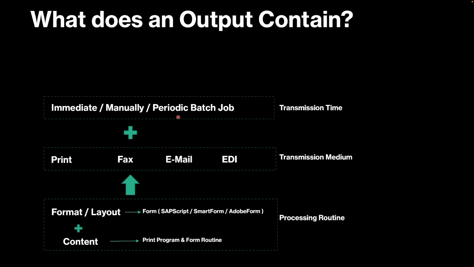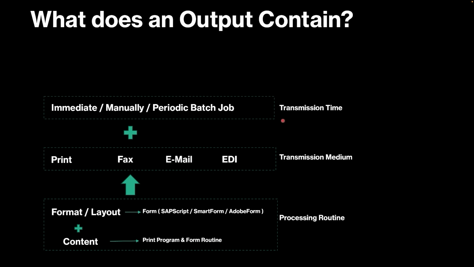Then the third option is you can schedule periodic batch jobs and the system will send these outputs to the vendor periodically. So this transmission time is also important to be entered in your output so that the system understands when the system has to send this output.